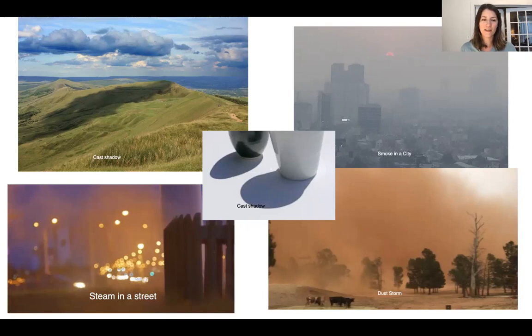Steam in a street on the bottom left, having air and water molecules floating through. It's going to be refracting light around it, but it's going to create a bit of a film in the air that's going to alter our ability to perceive whatever is behind it. Another example of cast shadow there in the middle, where the refracted blue light from the sky is changing the shadow to actually look a little bit like blue-gray. And on the bottom right, the idea of a dust storm.